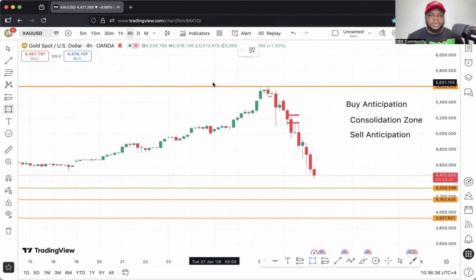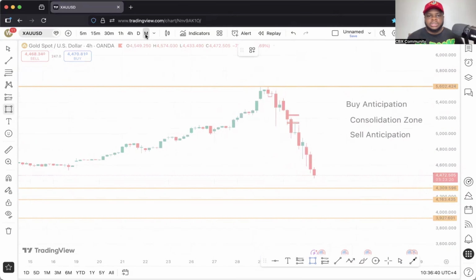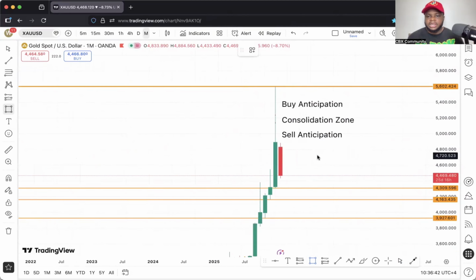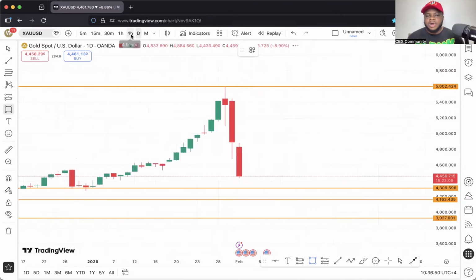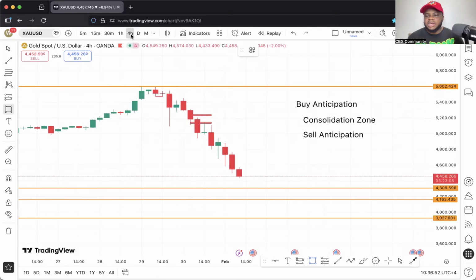Because when we checked the month market condition, the candle needs to break the low of this last month candle. But the moment we move from the month to the daily, then to the 4 hours, we'll definitely have a clear view of what the market condition is saying.